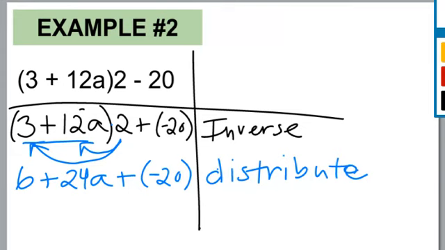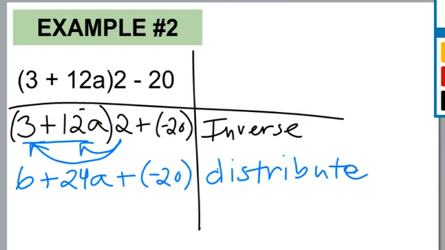Now, if I look, I have no more multiplication. I'm all done with the multiplication step. Remember, after you think you complete a step of the order of operations, just double check to make sure you didn't miss any. There's no multiplication I can do. Technically, 24a is multiplying, but there's nothing I can change that to. 24a is as simple as it gets. So now I can go to the adding and subtracting section.